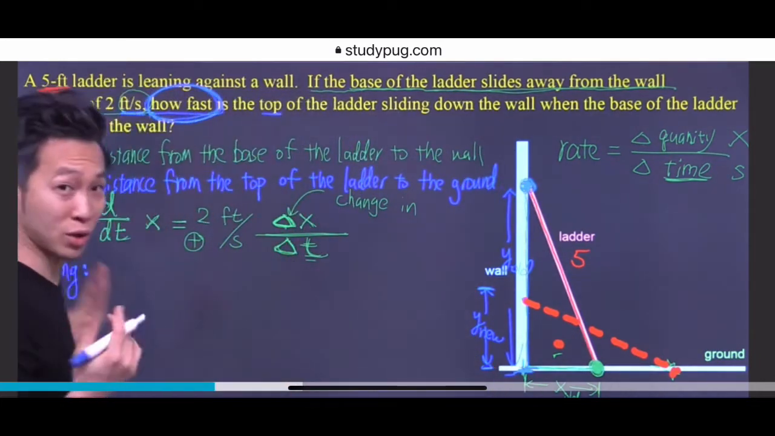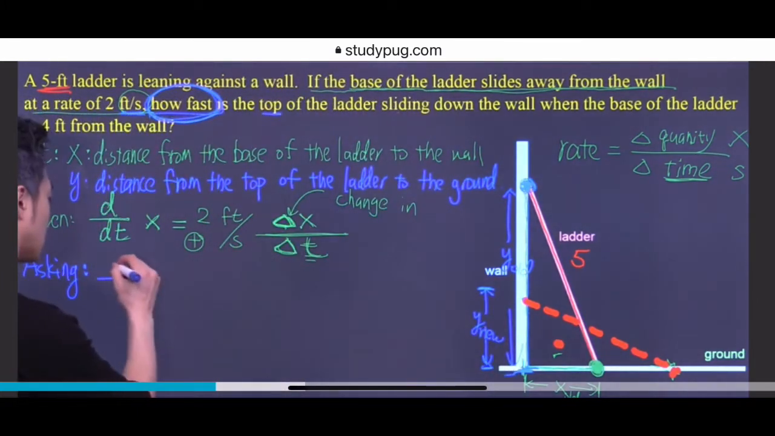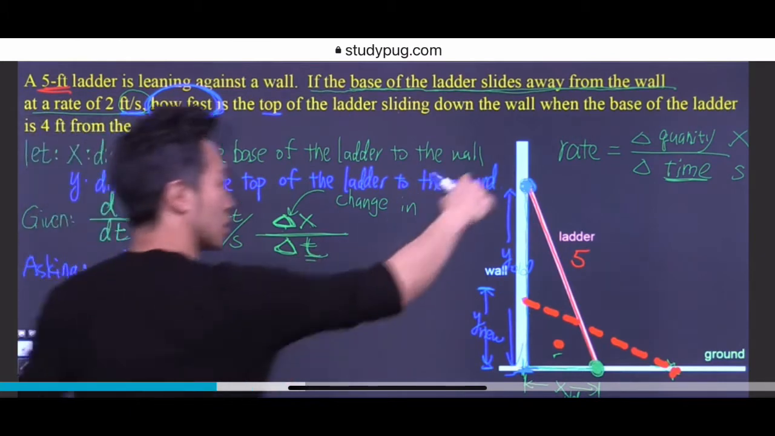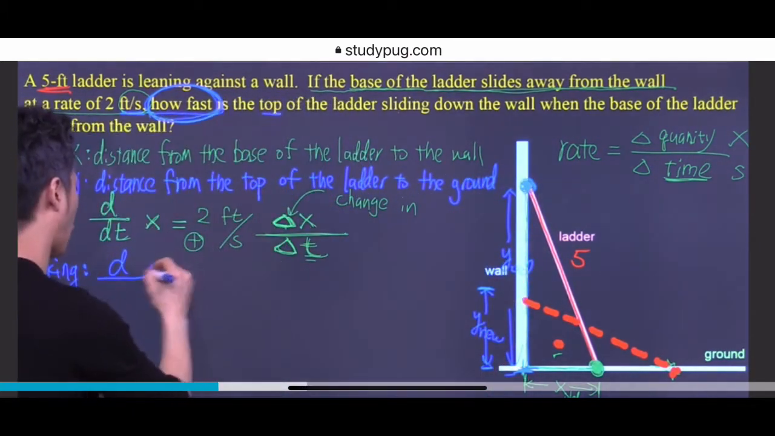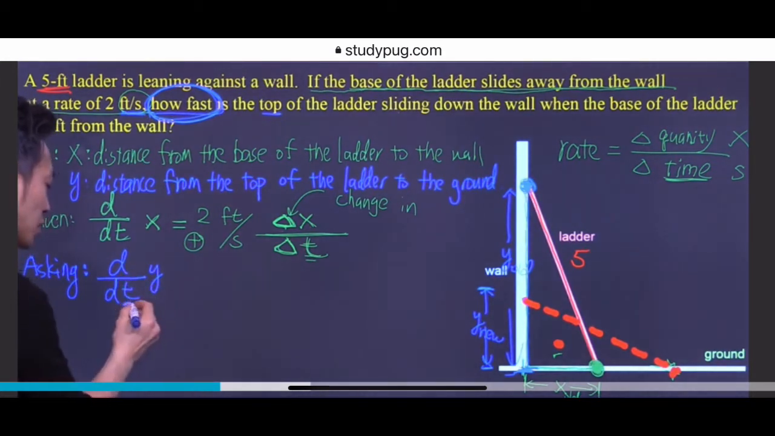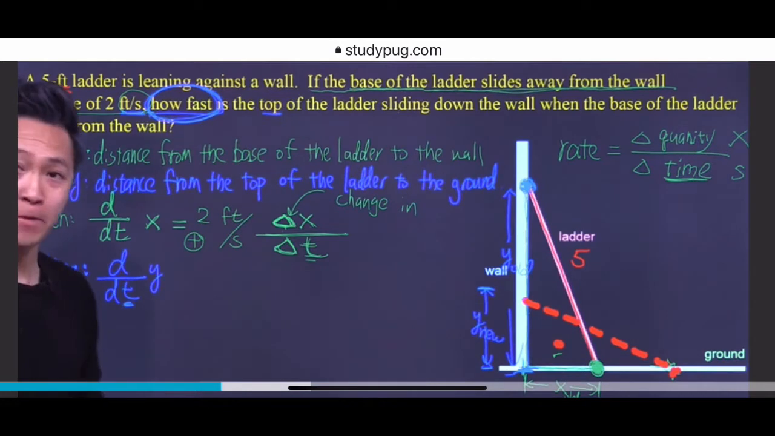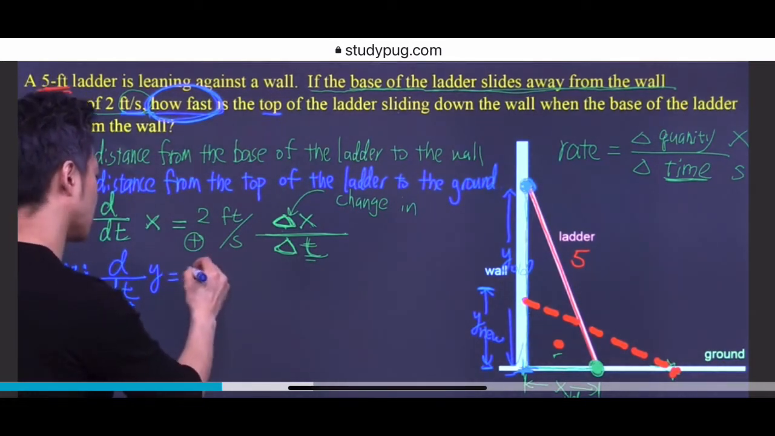So that's what the question is asking us. The question is asking us the change in what? The change in y over the change in what? Time, right? Once again, rate. Bottom must always be time. Okay, guys? So that's what the question is asking us.